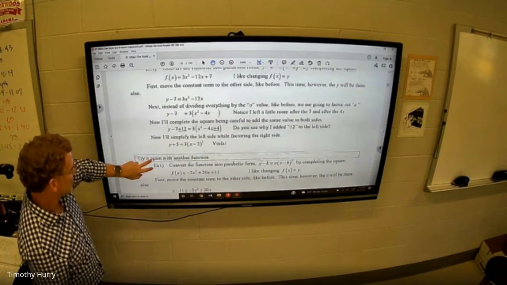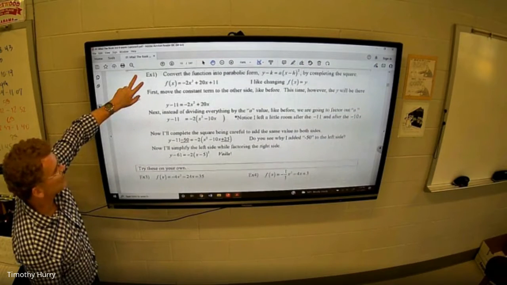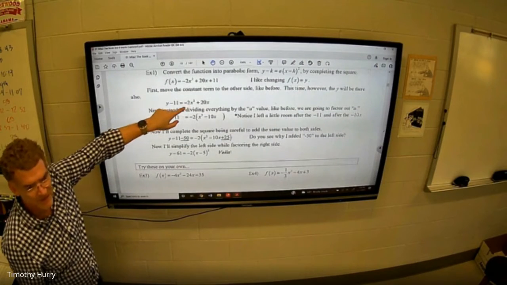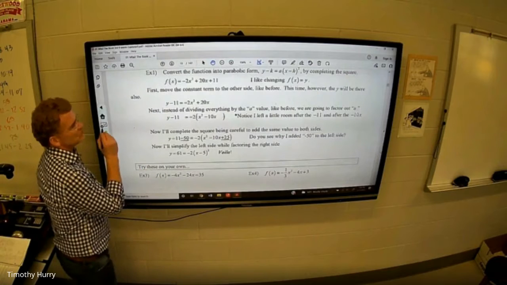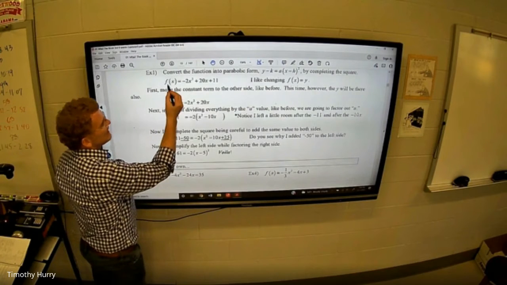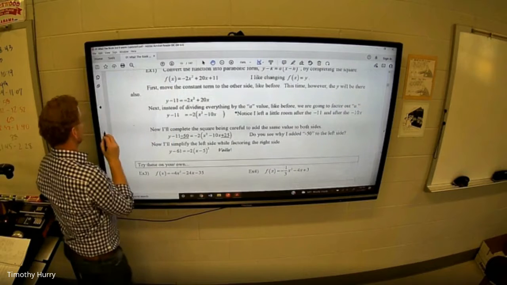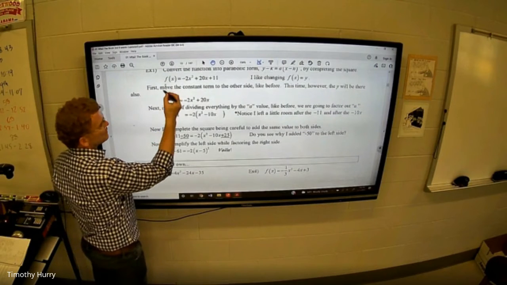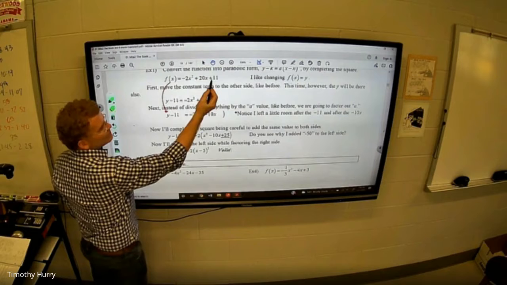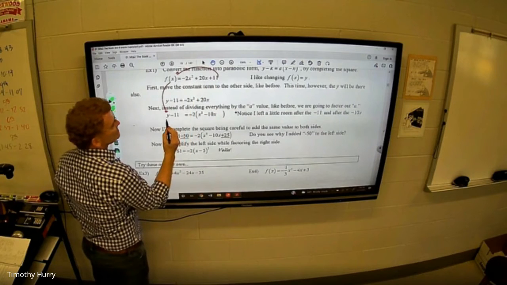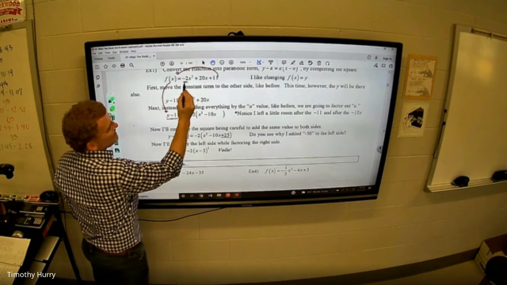Okay, so real quickly, here's another function. The only difference is it's got a negative. Let's walk through this process as quickly as we can. Change the f to a y. So changing f to a y right here. Subtract 11 from both sides right here. Factor out a -2 gives me what?